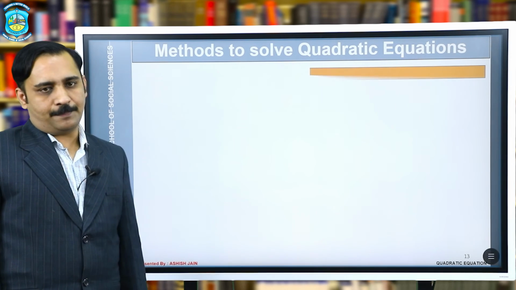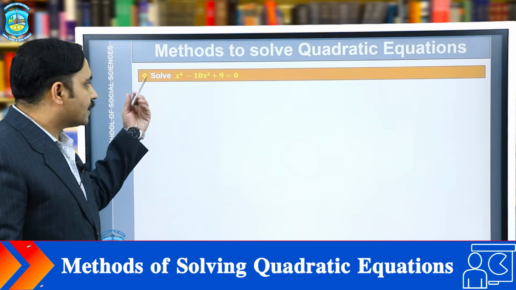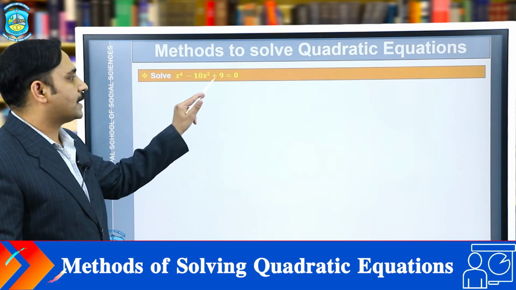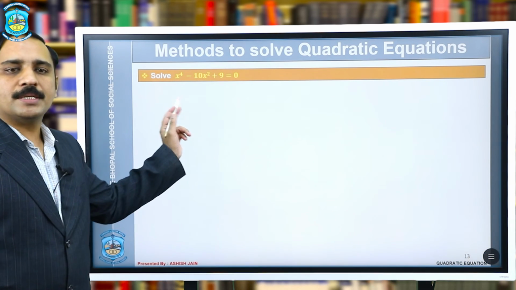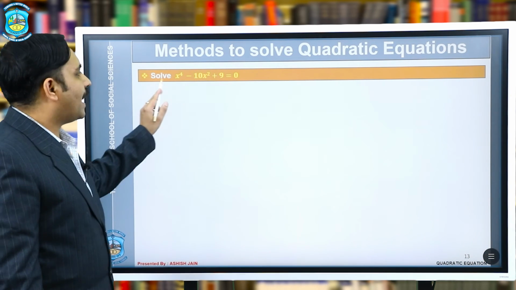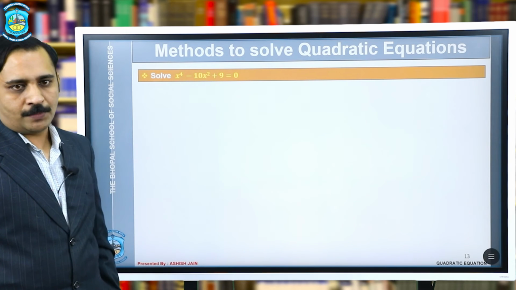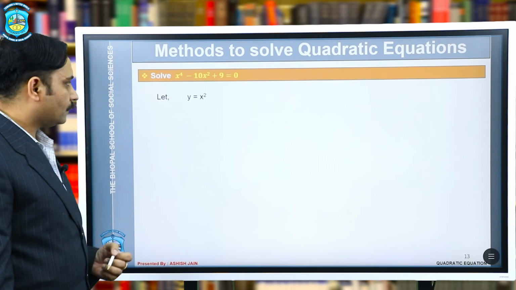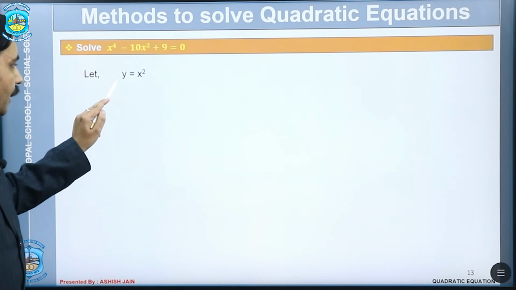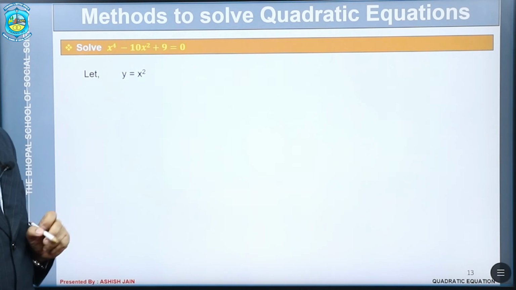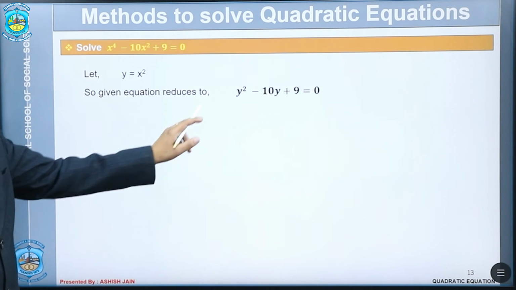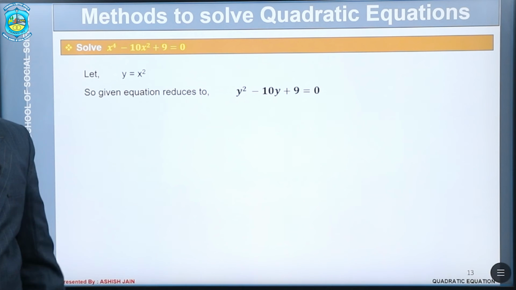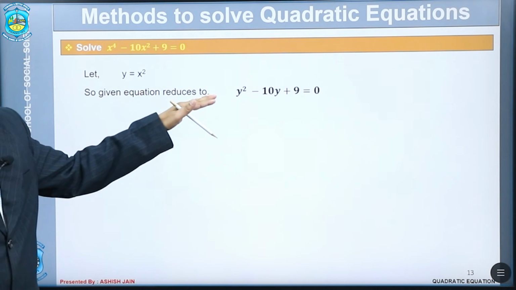Let us see another example. Here we have x to the power 4 minus 10x square plus 9 is equal to 0. This equation is not a quadratic equation because the highest degree of this equation is 4. Now we will try to reduce this into a quadratic form for solving it. Let us see how. We substitute y is equal to x square. So our equation reduces to y square minus 10y plus 9 is equal to 0. This is a quadratic equation.